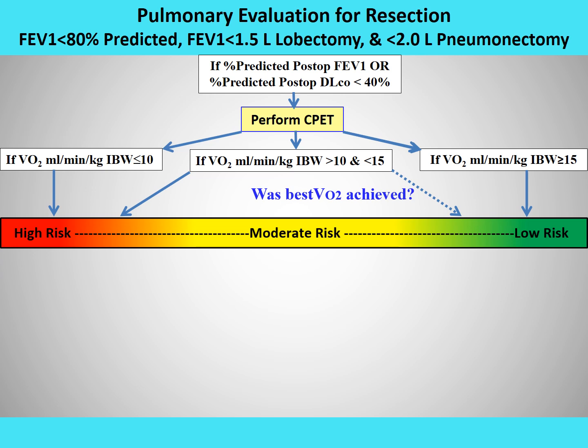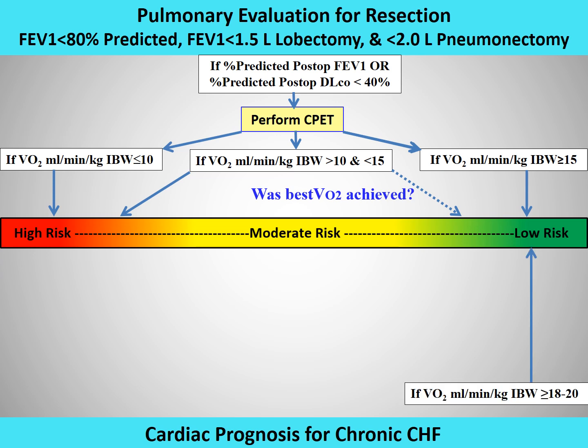The cardiologists use the cardiopulmonary exercise test in assessing prognosis in those with chronic heart failure. The cardiology literature is in agreement that a good VO2 per kilogram is a good prognostic indicator, but their values are a little bit higher, starting at greater than or equal to 18 milliliters per minute per kilogram, not taking into account pulmonary function values since they are not using their testing for lung resection consideration.